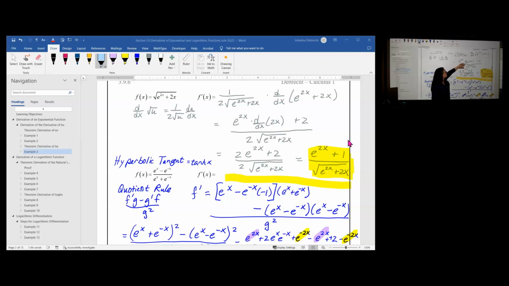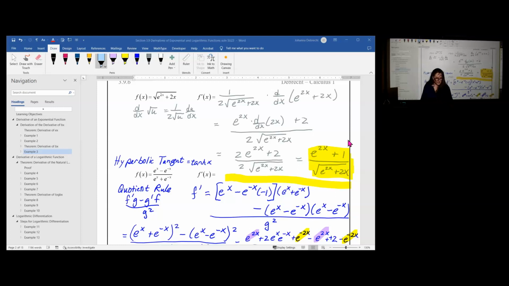This invokes the chain rule, giving us the exponential e to the 2x times the derivative of 2x, which is 2. Notice we have a common factor of 2 in the numerator and a single factor of 2 in the denominator. Factor the 2 out of the numerator to get e to the 2x plus 2, or e to the 2x plus 1, and then cancel the 2.